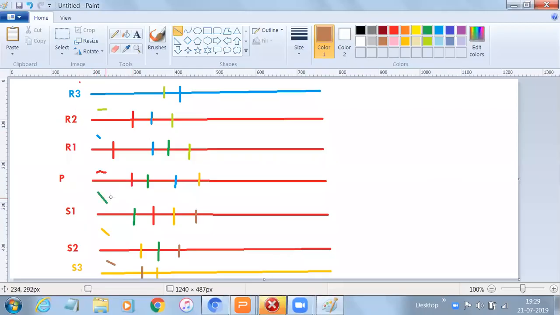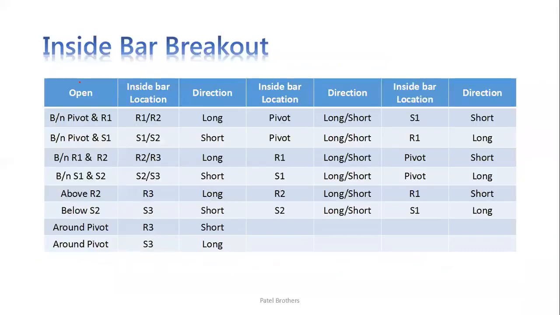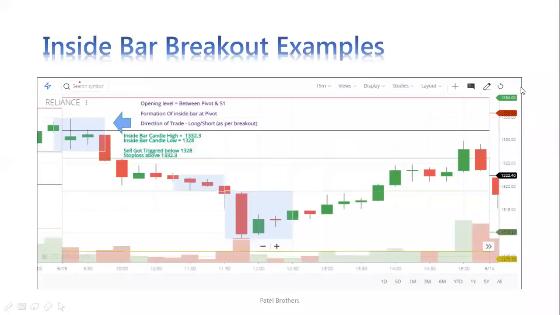So if it is forming the inside bar at the pivot, what will we do? We'll go with the direction. Whichever side it is triggering, we'll go with that direction. So the direction of the trade is long or short as per the breakout.